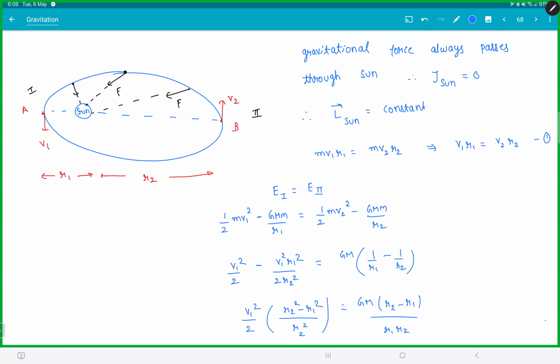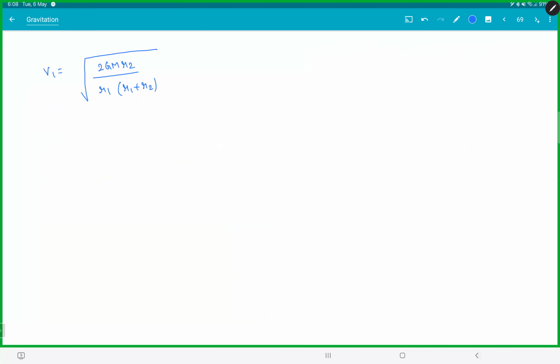Clear? Then if you got v1, you'll get v2 also. v1 r1 is equal to v2 r2. So this will be root 2 GM r1 by r2 into r1 plus r2. There, we got velocities v1 and v2.